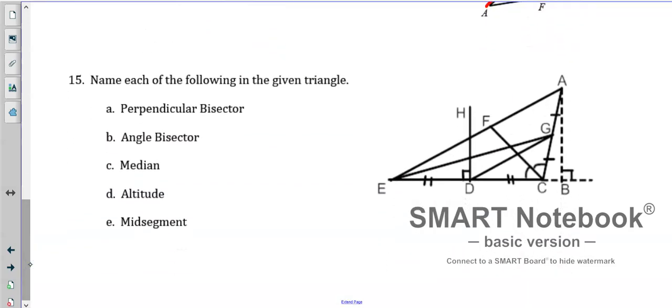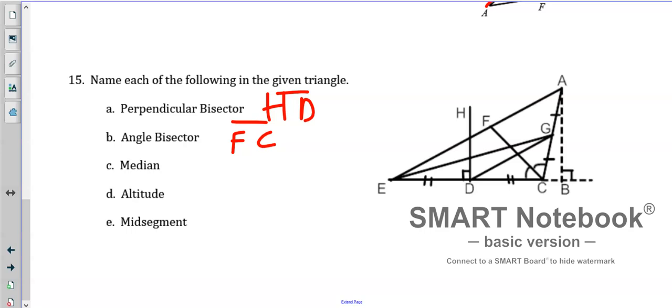And last part. Find all these. So perpendicular bisector. Perpendicular, we're looking for a right angle that's also cutting something in half. Well, AB is clearly not cutting anything in half. HD is. Angle bisector. We're looking for an angle that has been split into two equal parts. So we're looking for angle markings. Well, here we have those angles equal. So that makes FC, or CF, my angle bisector.